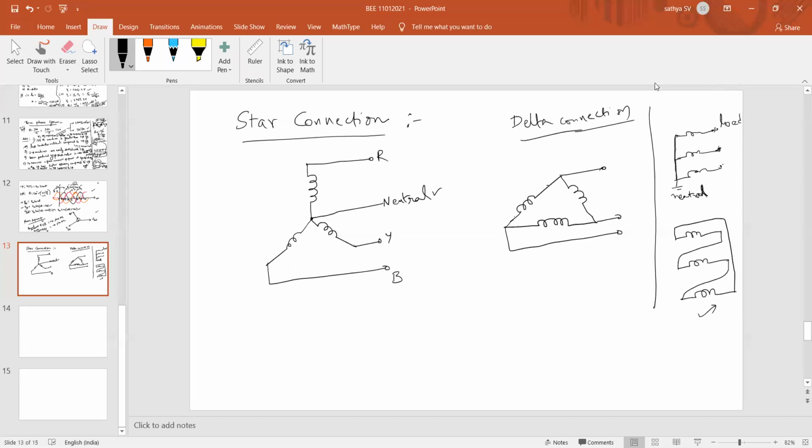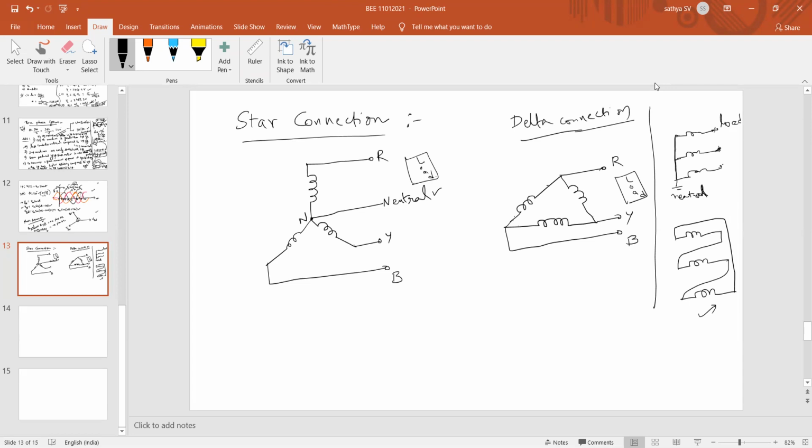So here this is your R, Y and B. This terminal is called capital N in star connection, that is, a neutral point is indicated. And these are connected to your particular load, same as your star. Here itself you may connect your load. Clear? Understand the star connection, how we draw it, and the delta connection, how we draw it.